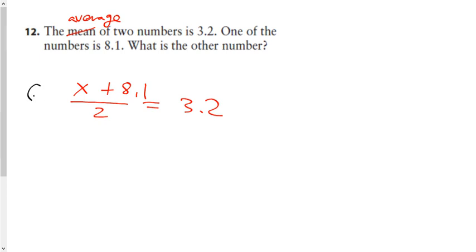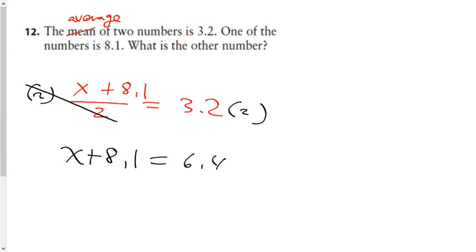I'm going to solve it by doubling both sides. So x plus 8.1, the two numbers, is going to be equal to 6.4. I'm going to subtract 8.1 from both sides. And x is going to be equal to negative 2.3.